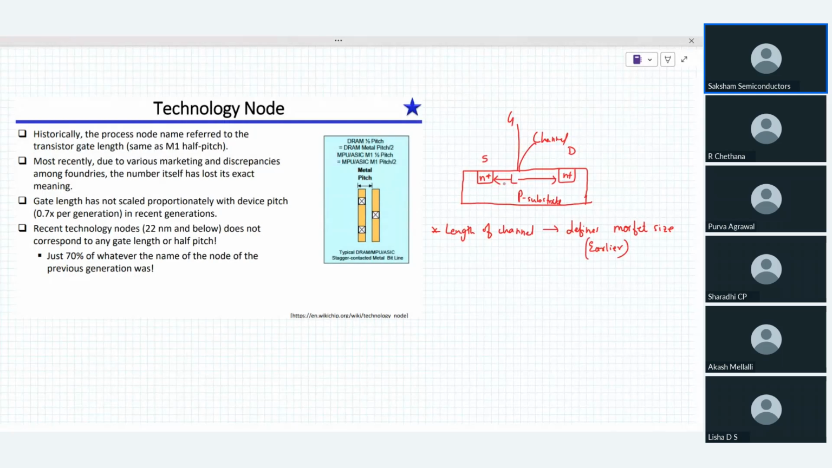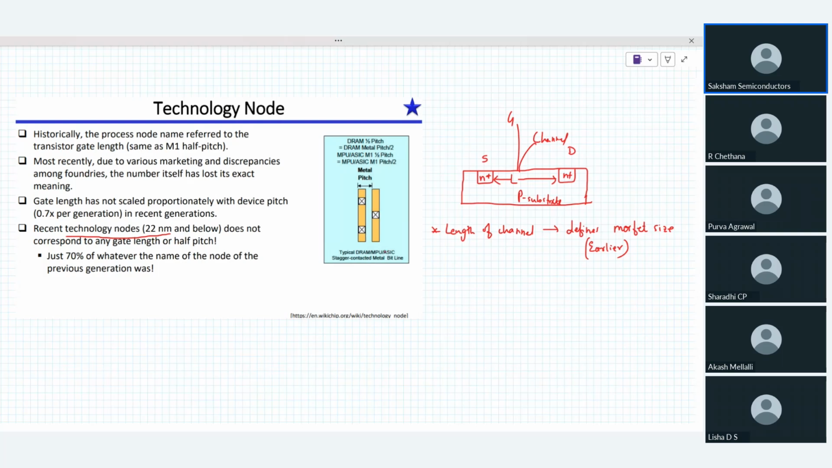Nowadays, if the length of this MOSFET channel is 5 micrometer, I can clearly say that I am working at a 5 micrometer technology. If I say it is 45 nanometer technology, that means I am working with a 45 nanometer technology MOSFET. That means the length defines the technology. So you might have come across the term technology nodes, right? If you come across the term 22 nanometer technology, what does that mean?